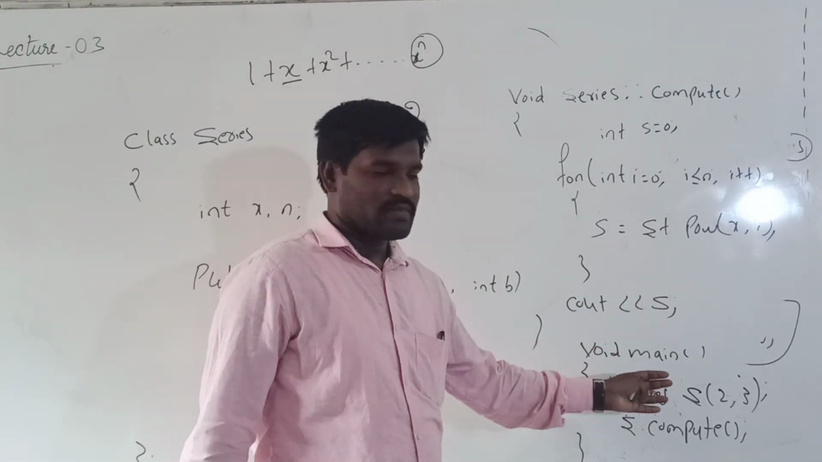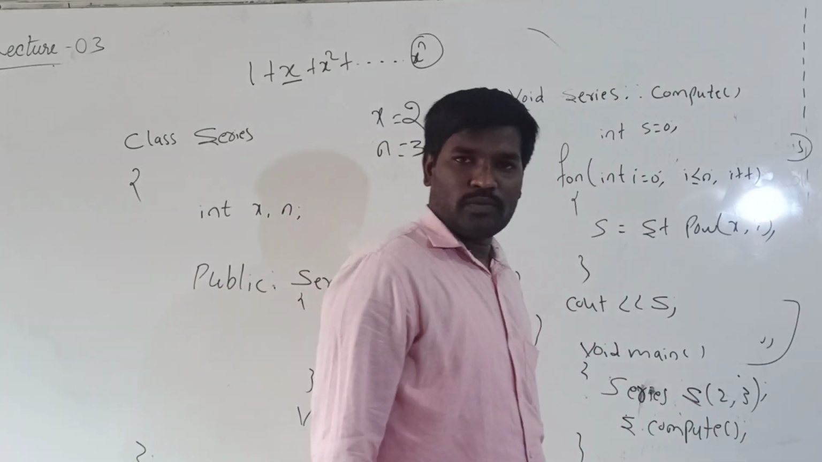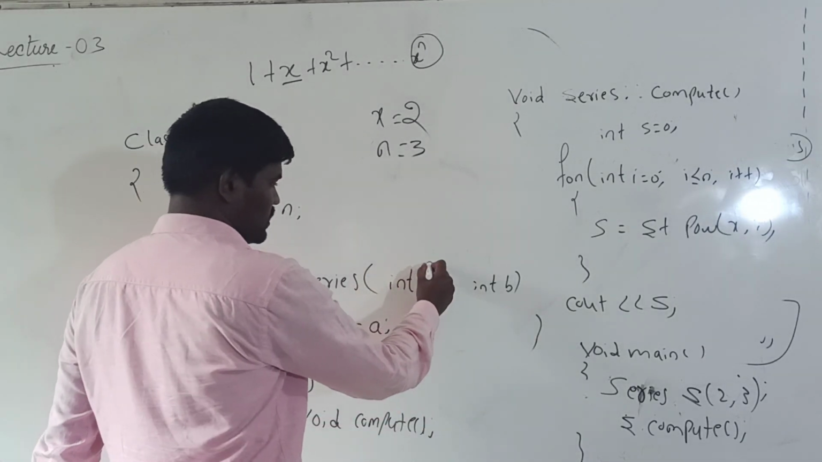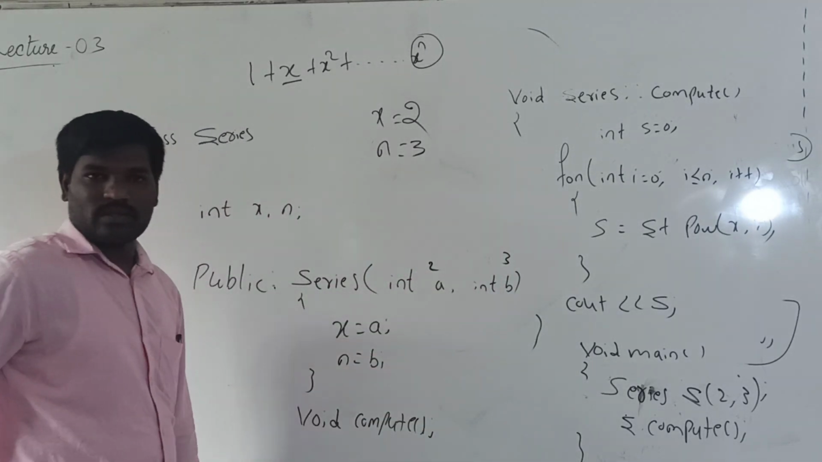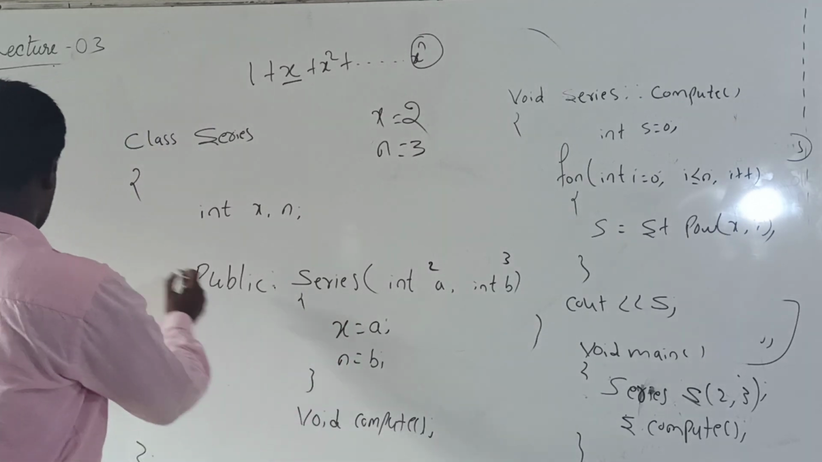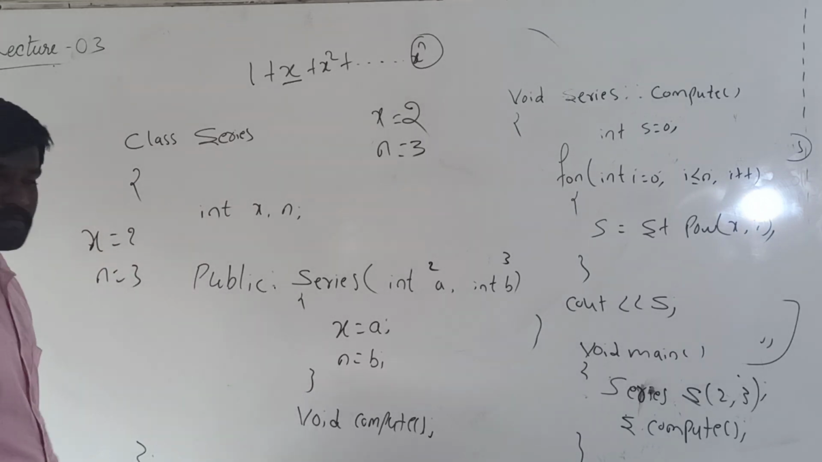First the program execution starts from main function. Series s(2, 3) means it will call the parameterized constructor. So here 2 is stored and here 3 is stored. Finally, a is assigned to x and b is assigned to n. It means that x is equal to 2 and n is equal to 3.